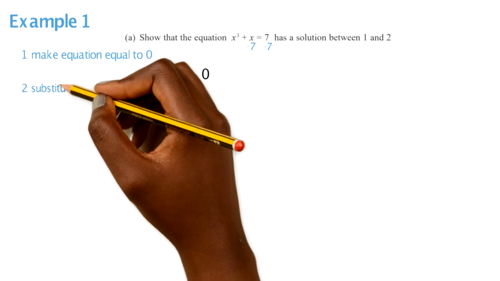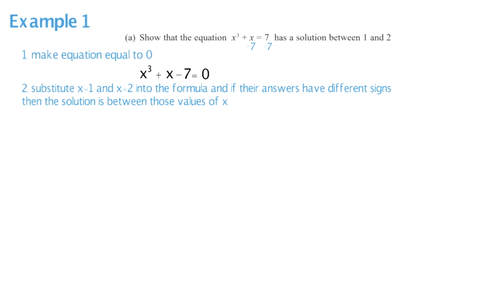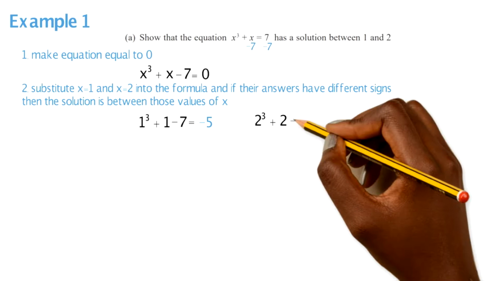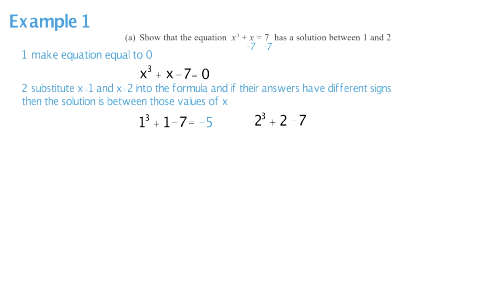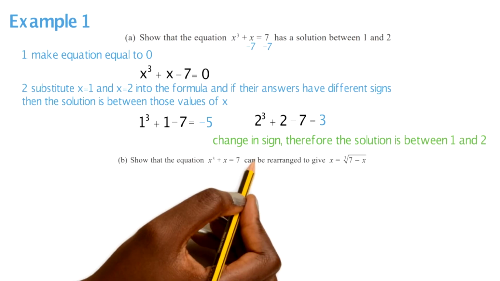Then the next thing you're going to do is substitute x equals 1 and x equals 2 into the formula. And if you notice two different signs in your answer, it shows that the actual solution lies between those two whole numbers. So when we substitute 1 in, that would be 1 cubed plus 1 minus 7, you should get an answer of minus 5. And when you substitute 2 into the formula, your 2 cubed plus 2 minus 7, you should get an answer of 3. Notice how you've got minus 5 and positive 3. Because you've got a change in sign, it shows that the solution lies between 1 and 2.